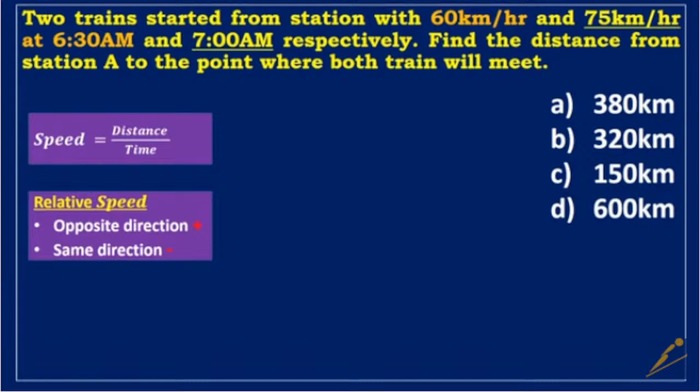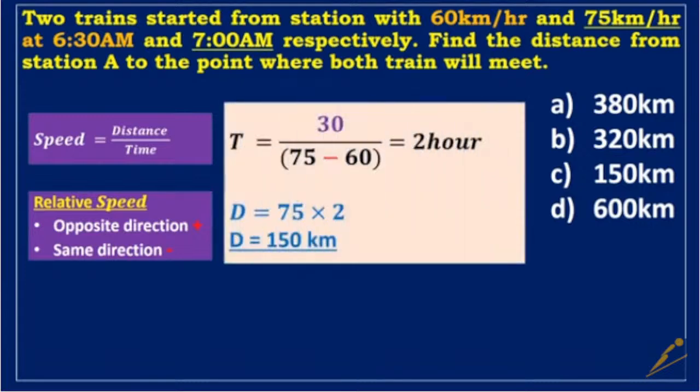The relative speed of two trains when traveling in the same direction is 75 minus 60 kilometers per hour. The time required to travel 30 kilometers is 30 divided by 75 minus 60, which equals 2 hours. The distance from station A to where the trains meet is 75 into 2 equals 150 kilometers. As a result, the trains will meet 150 kilometers away from station A.